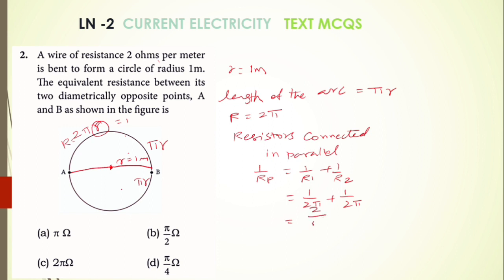2 by 2 pi. So value 1 by pi, 1 by Rp equal to 1 by pi. So Rp equal to pi ohms. So this is the correct answer. Option A will be the correct answer.